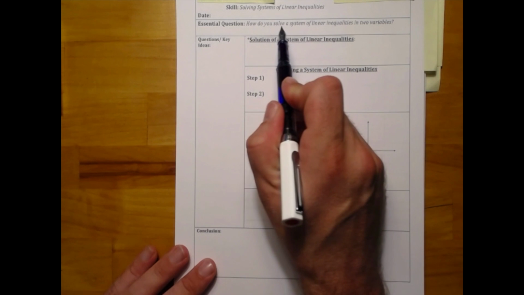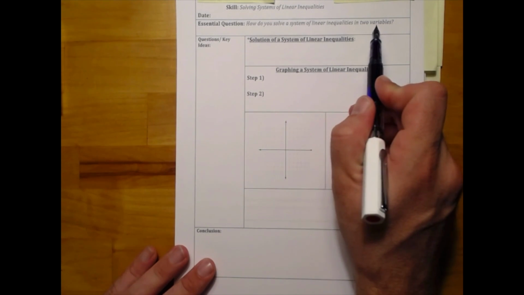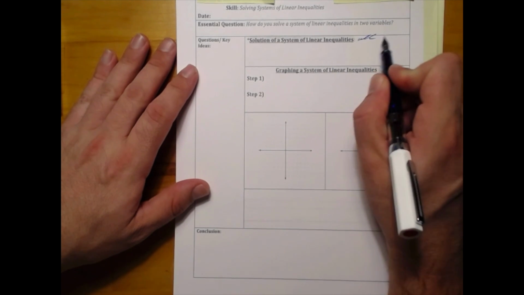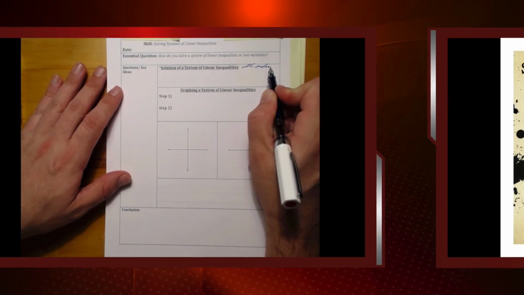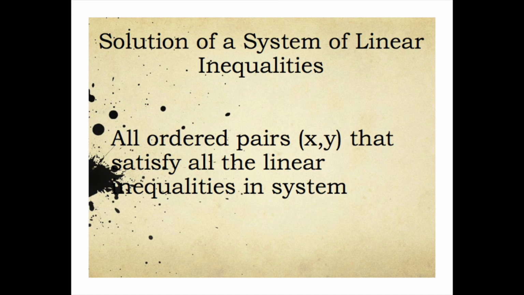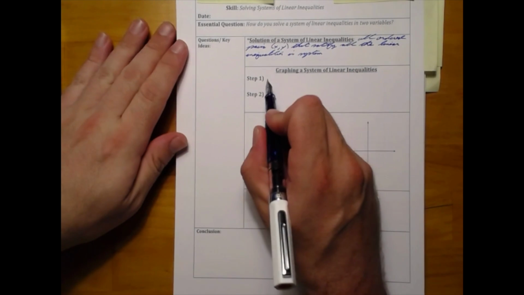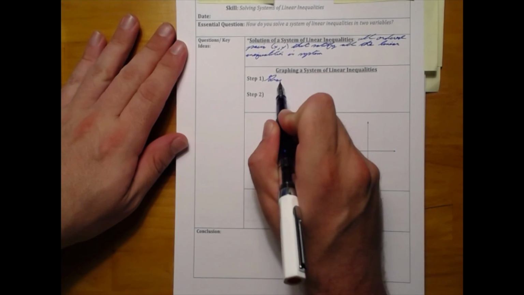Here we're going to be taking a look at solving systems of linear inequalities. And how do you solve a system of linear inequalities in two variables? First, we need to know that the solution to a system of linear inequalities is an ordered pair (x, y) that satisfies all the linear inequalities in the system.